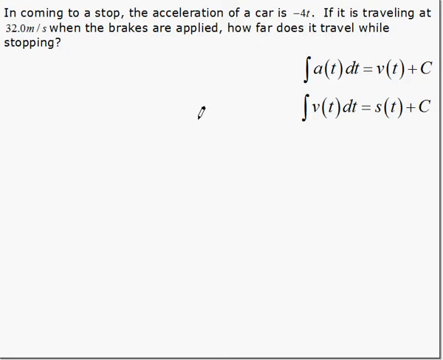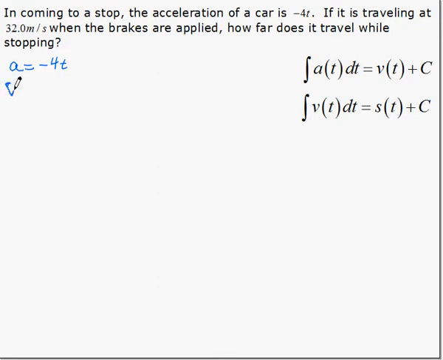In the following example, we're asked to find the distance a car travels while stopping, given its acceleration once the brakes are applied, and its initial velocity. So summarizing the information in the question here, the acceleration is negative 4t. It is traveling at 32 meters per second when the brakes are applied.